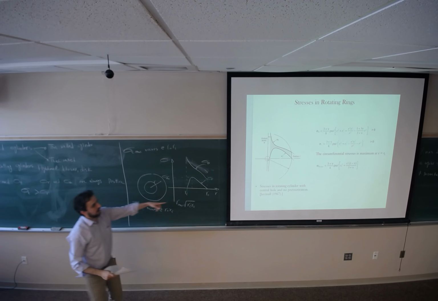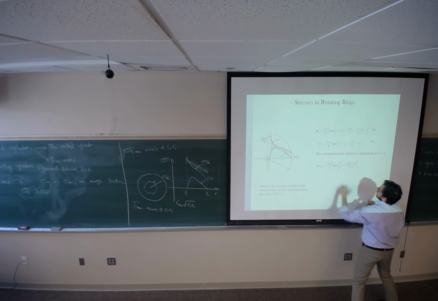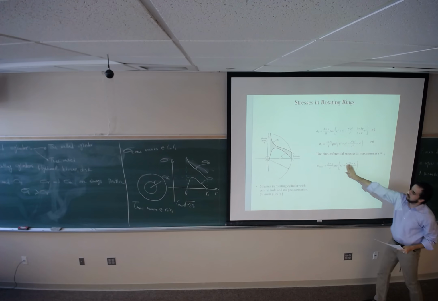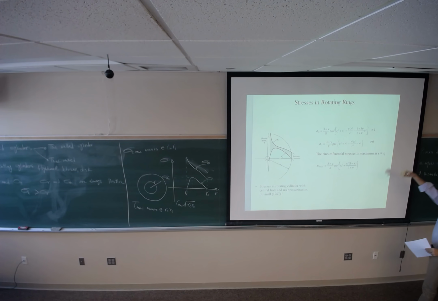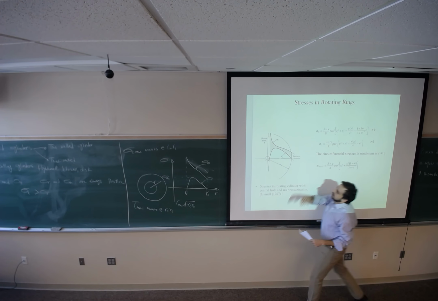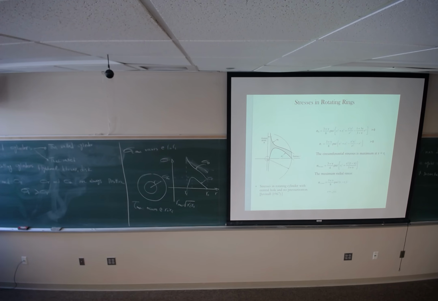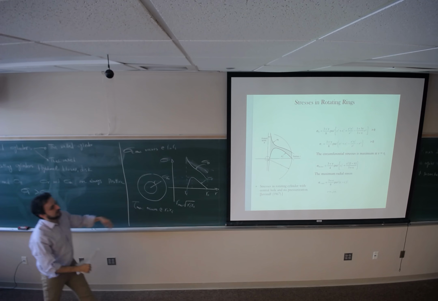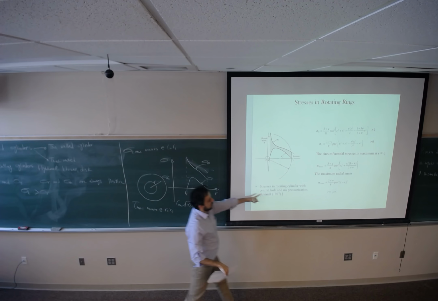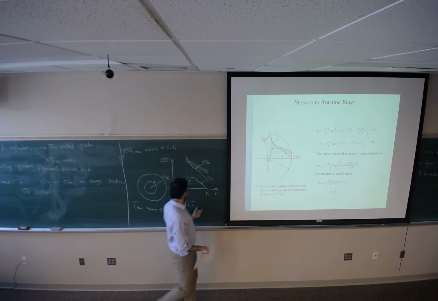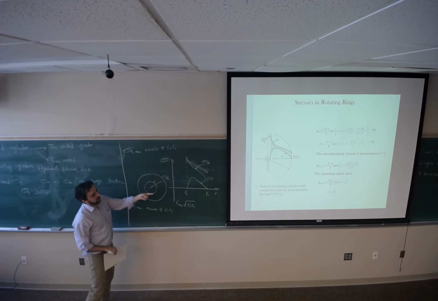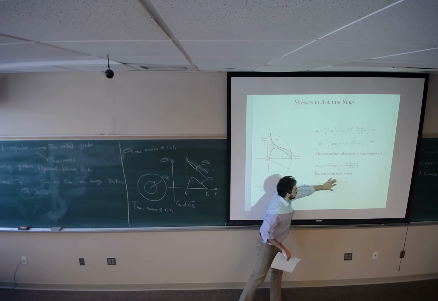Here I have the tangential maximum stress at r equals ri. The value is going to be this. I just plugged in r equals ri, and I got that equation. And the maximum radial stress, by plugging in r equals the square root of ri ro, can be obtained by this equation.